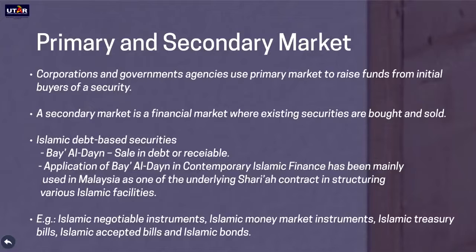In primary and secondary markets, corporations and government agencies use the primary market to raise funds from initial buyers of a security. A secondary market is a financial market where existing securities are bought or sold. So this is just like the conventional primary and secondary market. But the thing is that they must comply with Sharia.